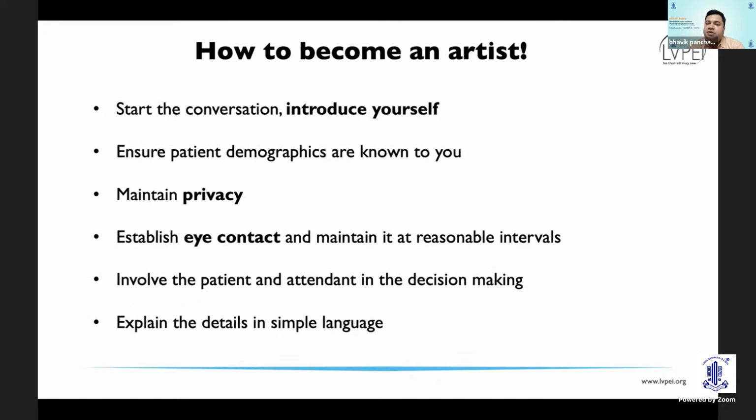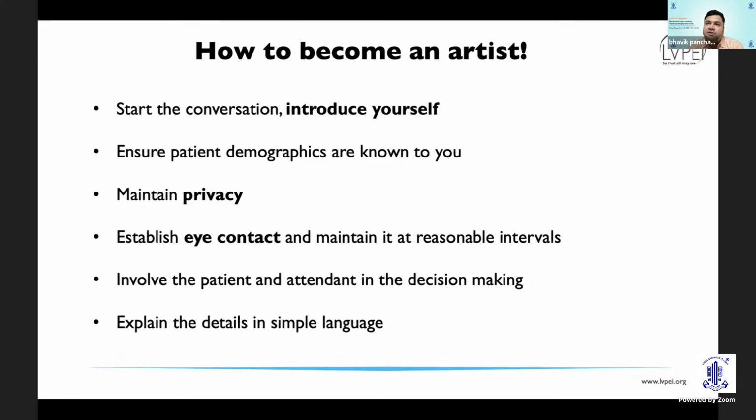Start the conversation by introducing yourself. Ensure that you know the patient demographics before the patient enters your clinic. If there is a manual folder, go through the file: where the patient is coming from, what language the patient is comfortable with. Okay, how far the patient is coming from, so you can decide the follow-up for the patient.